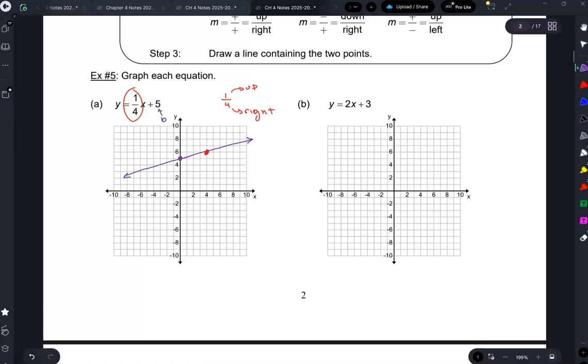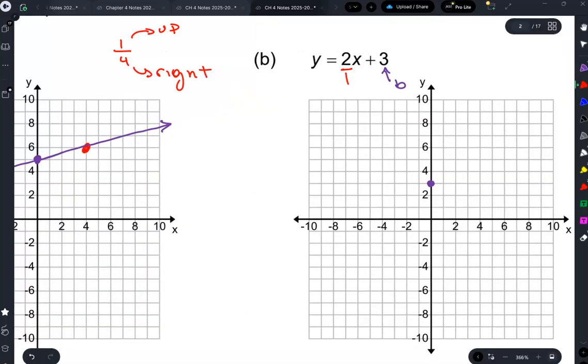Okay. Here, this is the B. So I put a point at 3 and stop. Now, my slope is 2, but that's like 2 over 1. That means up 2, right 1. So here, look, up 2, right 1, and that gets me there. So draw the line like that. Okay?